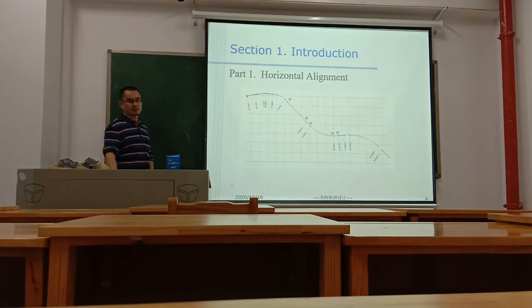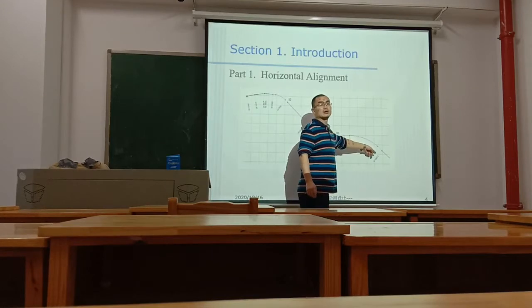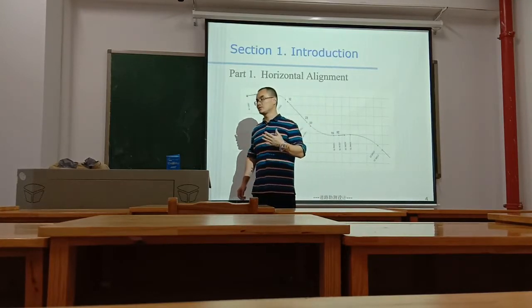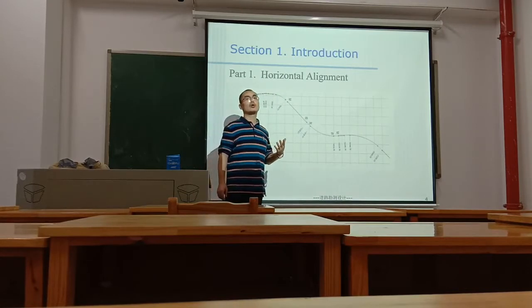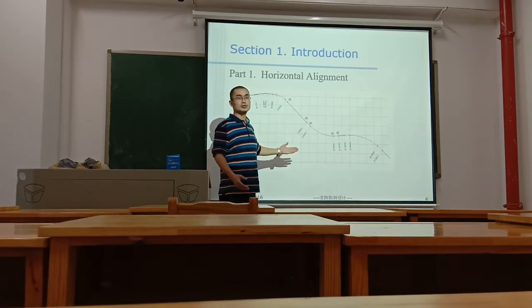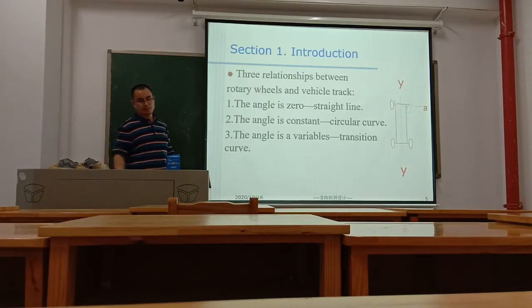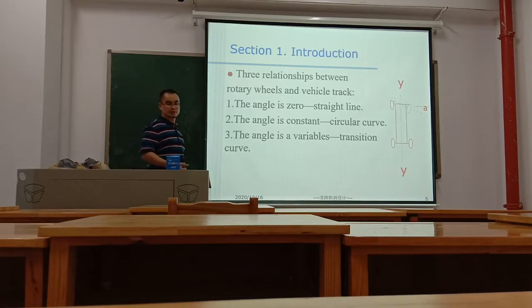Part 1, horizontal alignment. This is a picture of horizontal alignment. This is the center line of road, and this is the horizontal projection. There are three relationships between rotary wheels and vehicle track.